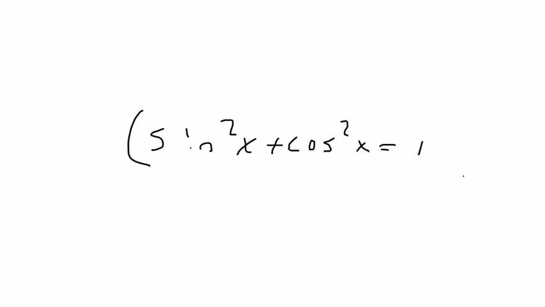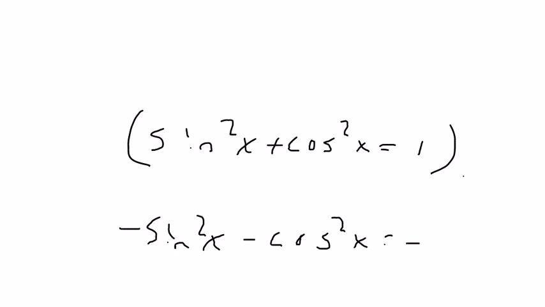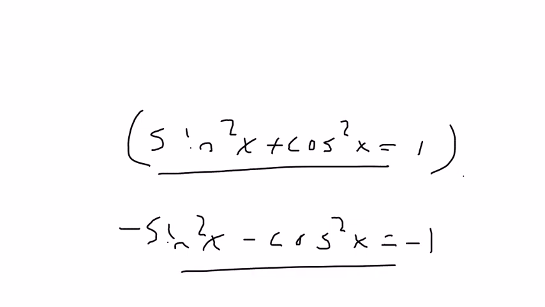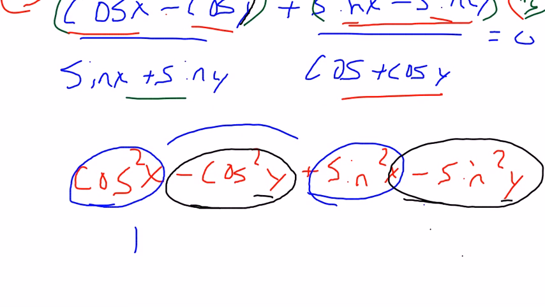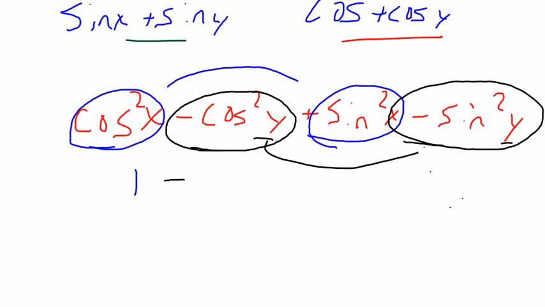If I multiply everything in this by negative 1, I get negative sine squared x minus cosine squared x equals negative 1. So if this is true, this would also be true because I multiplied every single term by the same thing, in this case a negative 1. So these two combine to make negative 1. So on top I have 0.